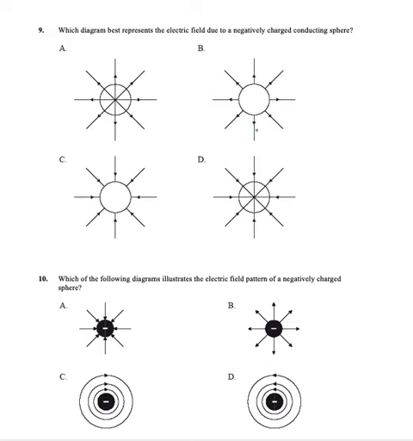They're taken from different sessions. The field due to a negatively charged conducting sphere. Because it's negatively charged, we rule out A and B because the field lines point away. And it's not D because the inside field must be 0, so this is wrong.